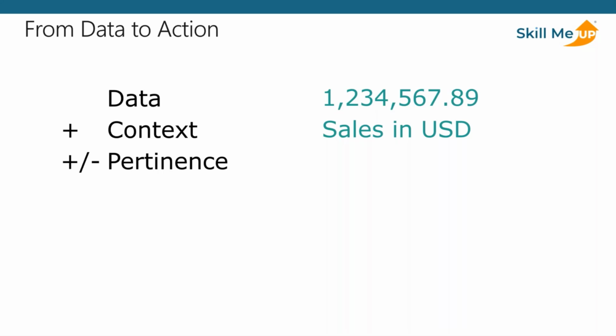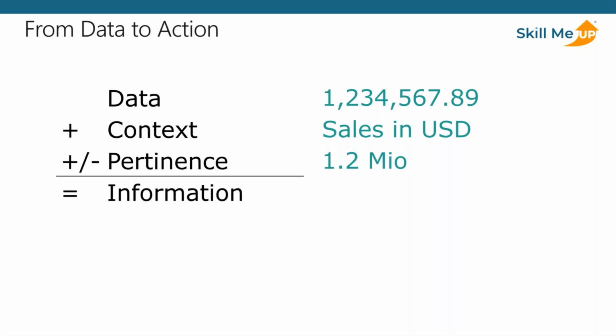The other thing is pertinence. So maybe if this is sales for the whole year, for the whole region, for the whole product group, nobody would always tell you 1,234,567.89. Everybody will refer to 1.2 million. And this you should also do in your reports. Don't show digits and numbers and scales you don't need, but round it up and make it short and easy to read. When we have the data, added the context and applied pertinence, then we speak of information.